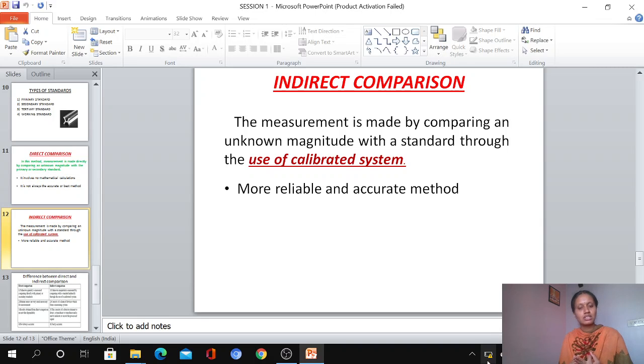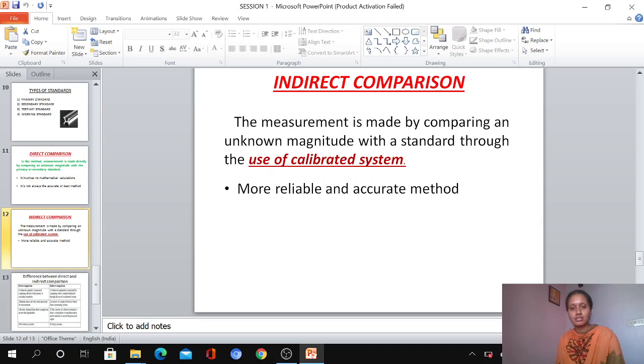So it is a more reliable and accurate method. In this method we can get accurate results because the entire measuring system will take care of the measurement. The human sensing will be less here as compared to the direct comparison method.